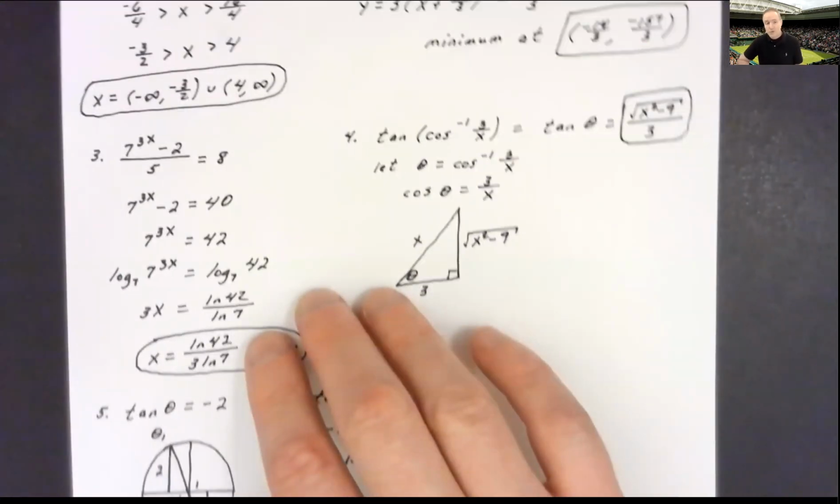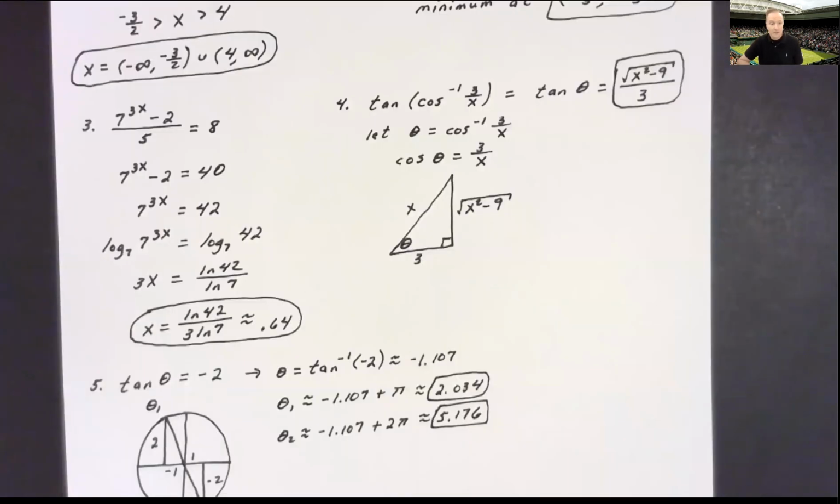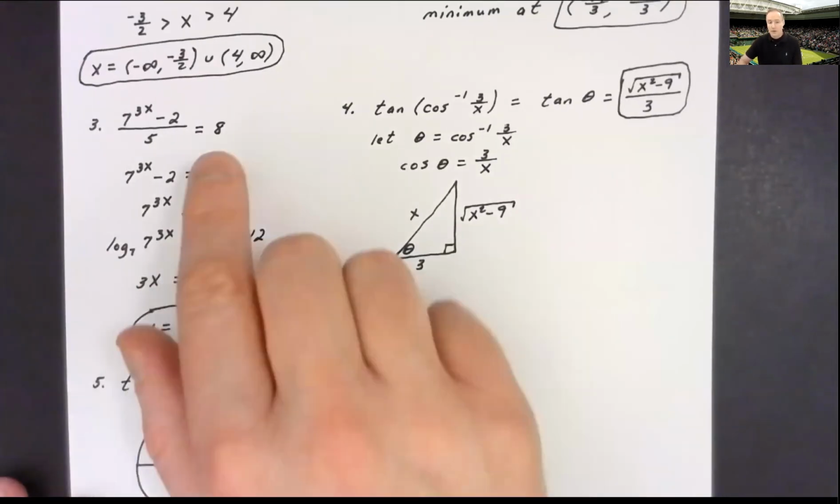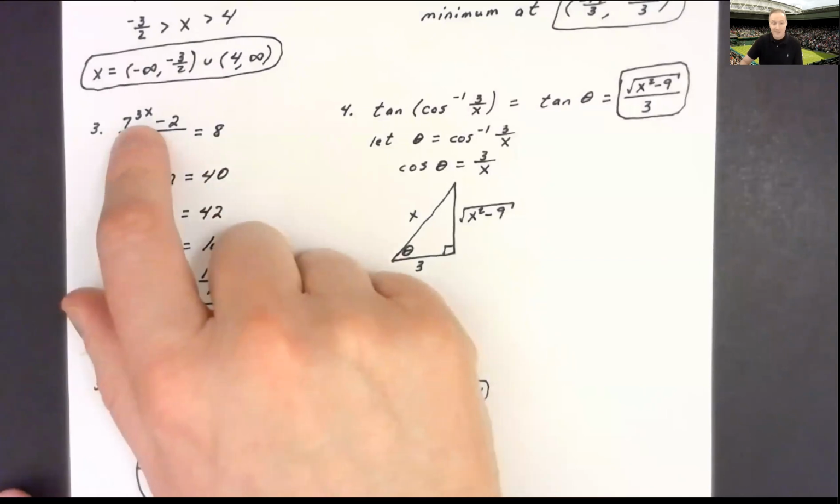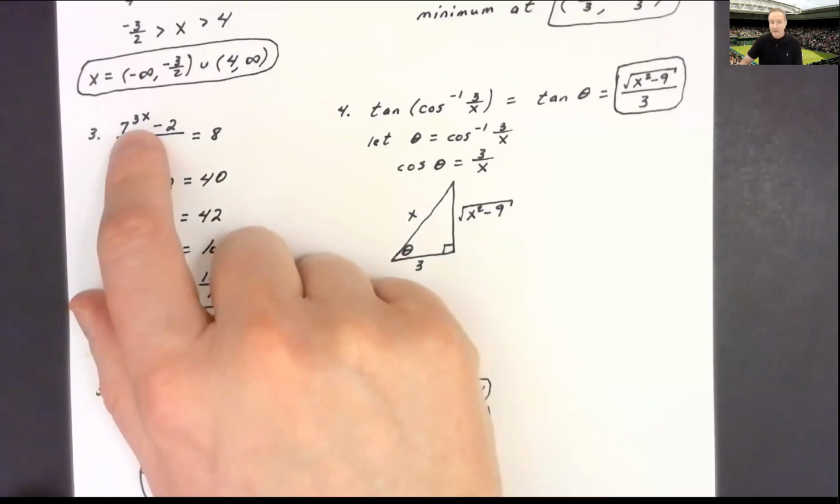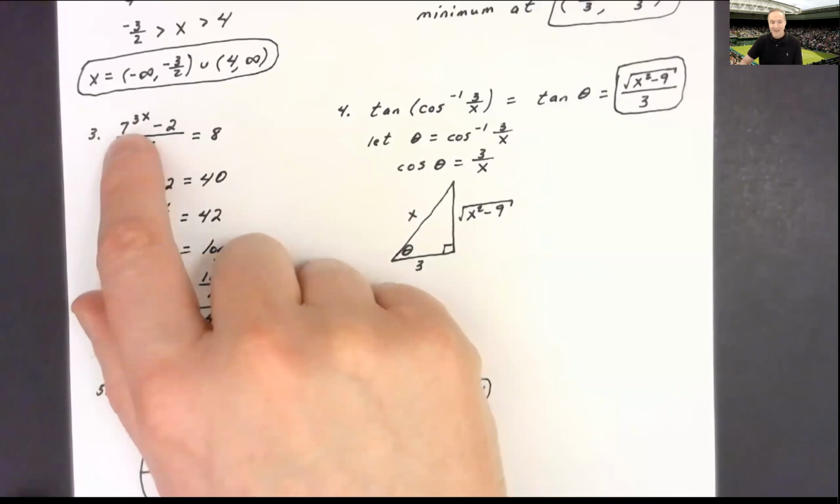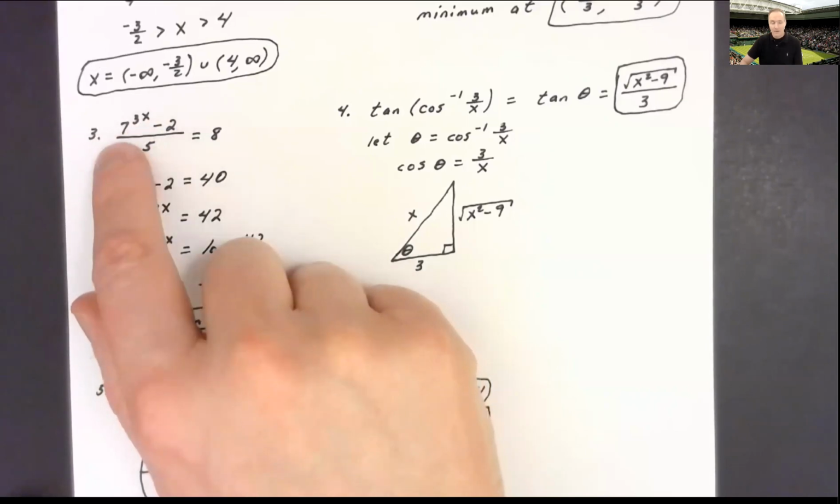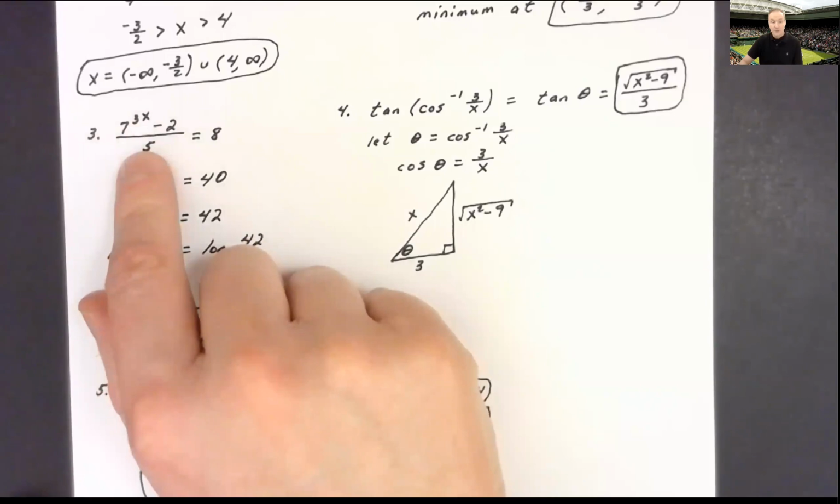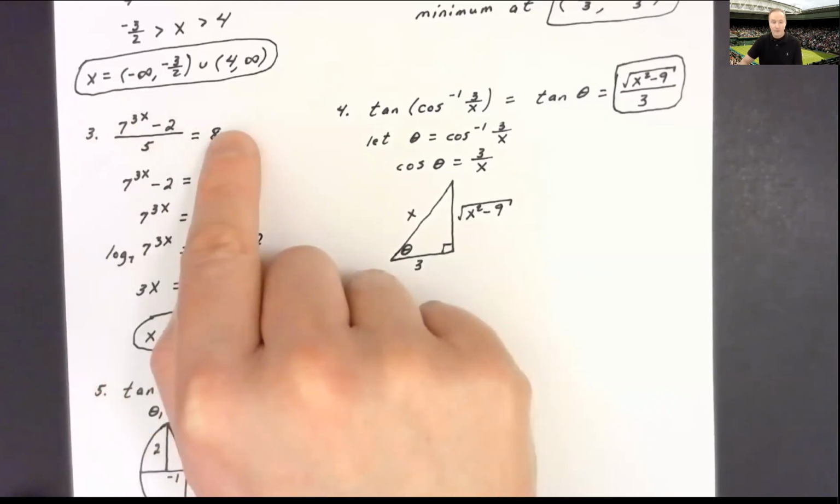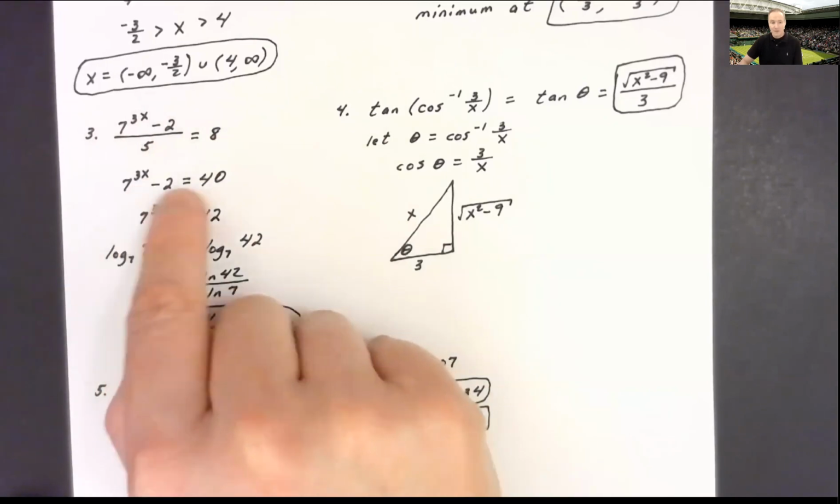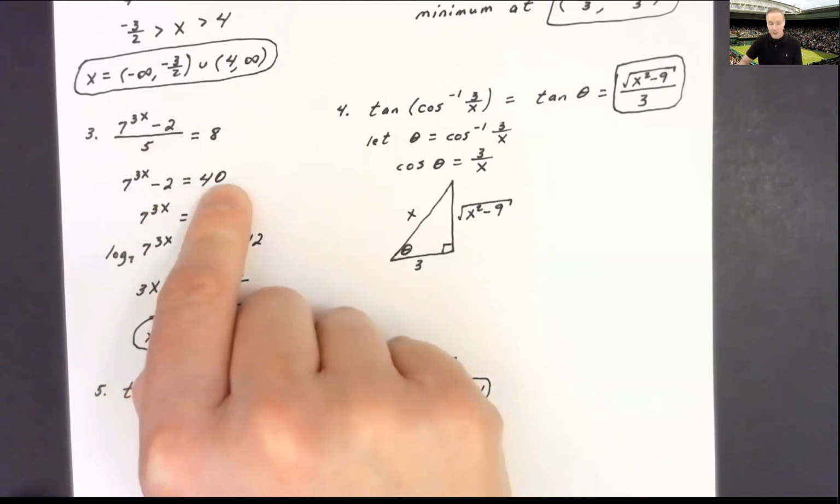I'm wanting to make sure you can solve out exponential equations. So the goal to any exponential equation is to get the exponential base by itself, and then to take the log of that base of both sides to simplify. Okay, so I need to get the exponential base 7 all by itself, okay? First step, get rid of that denominator of 5. I multiply by 5 on both sides. So now I get 7 to the 3x minus 2 is equal to 40.